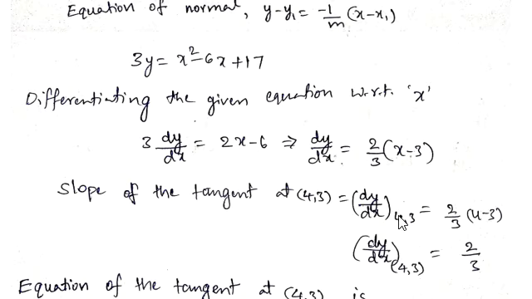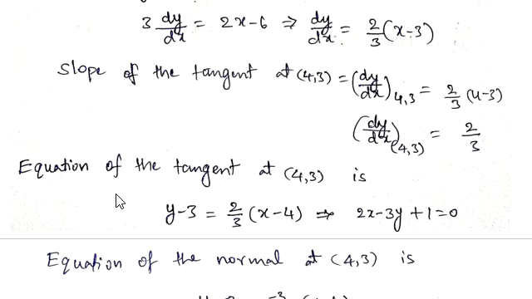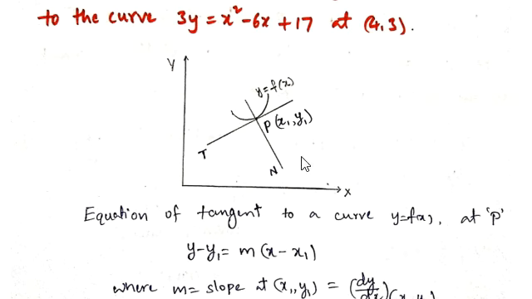We got dy by dx as 2 by 3 into (x minus 3), and in the place of x we have to substitute 4, since (4, 3) gives the x and y values. At x equals 4 it is 4 minus 3, so dy by dx at (4, 3) is 2 by 3. So the equation of tangent at (4, 3) is y minus y1, where x1 is 4 and y1 is 3.